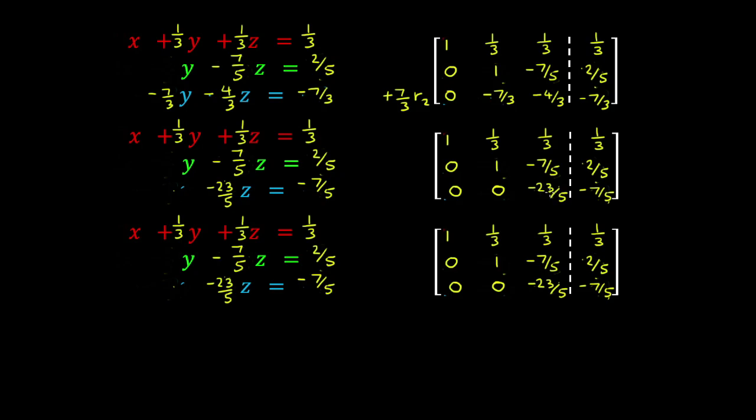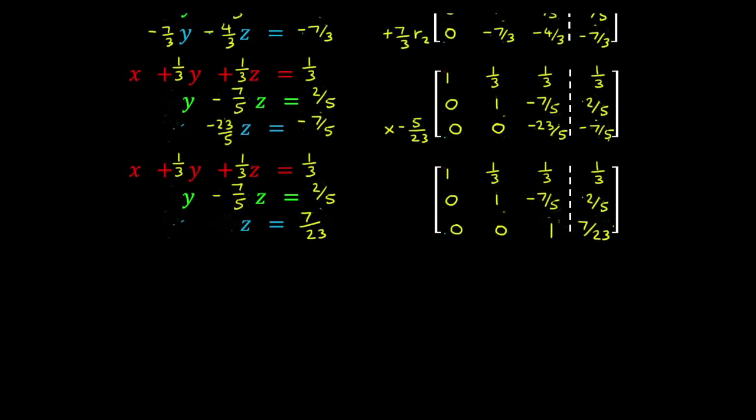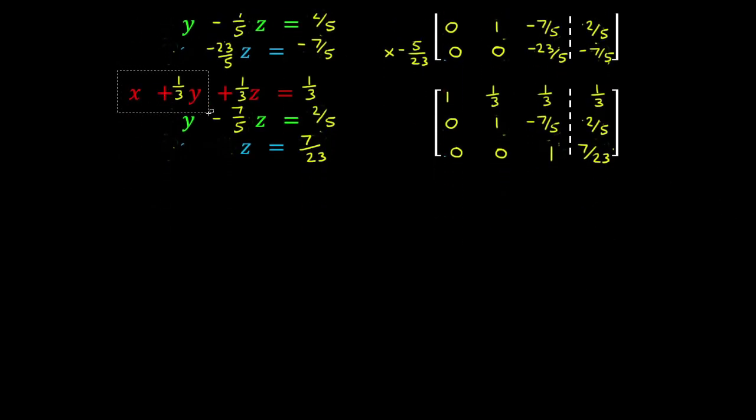And now we want to remove the coefficient behind z. So we multiply the third row by minus 5 on 23. So we get 0, 0, 1, and 7 on 23. So as you can see, we've solved for z, which is 7 on 23. And now let's copy this result down again.